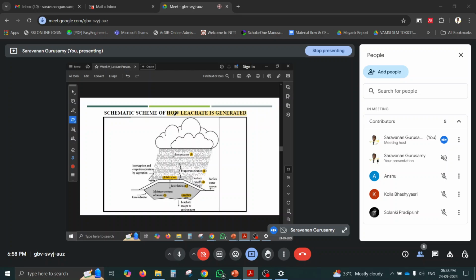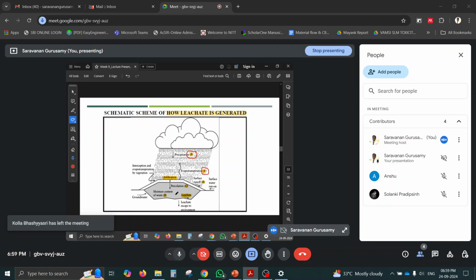Then this is the schematic scheme of how leachate is generated. You can use these values for the calculation of how much quantity of leachate is generated. After precipitation, that is called P, evapotranspiration will happen. Once the rainwater reaches the land, evaporation and transpiration will happen. That is called evapotranspiration, that is E. And then whatever water may percolate or infiltrate, that is called C.